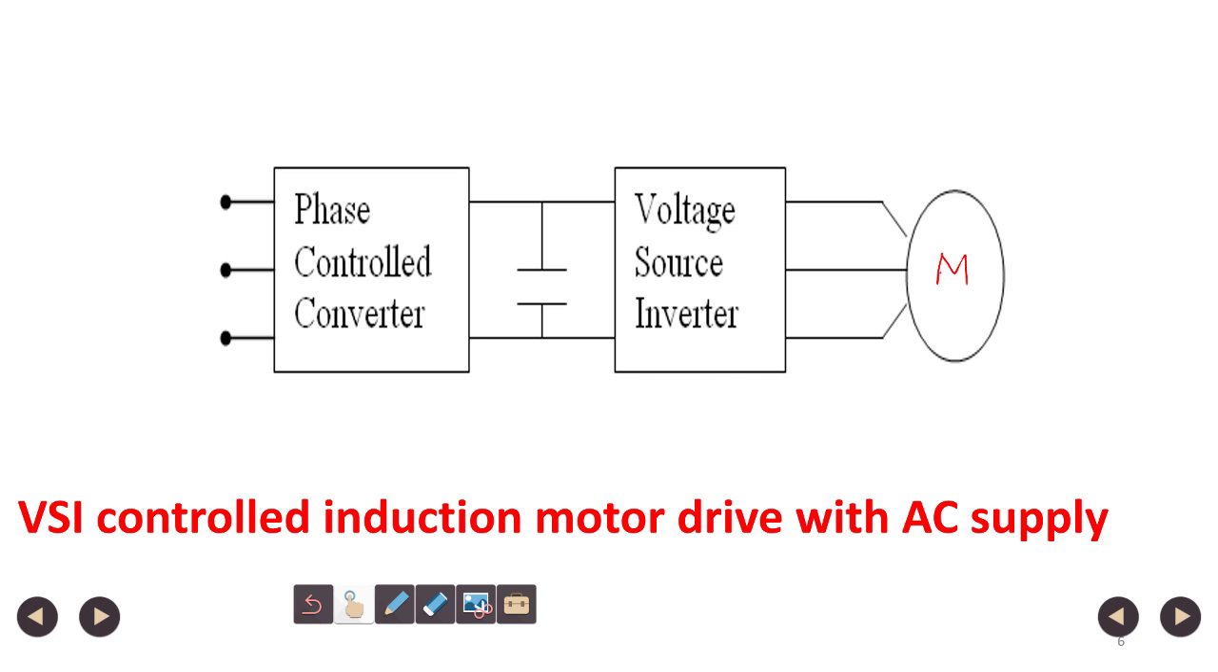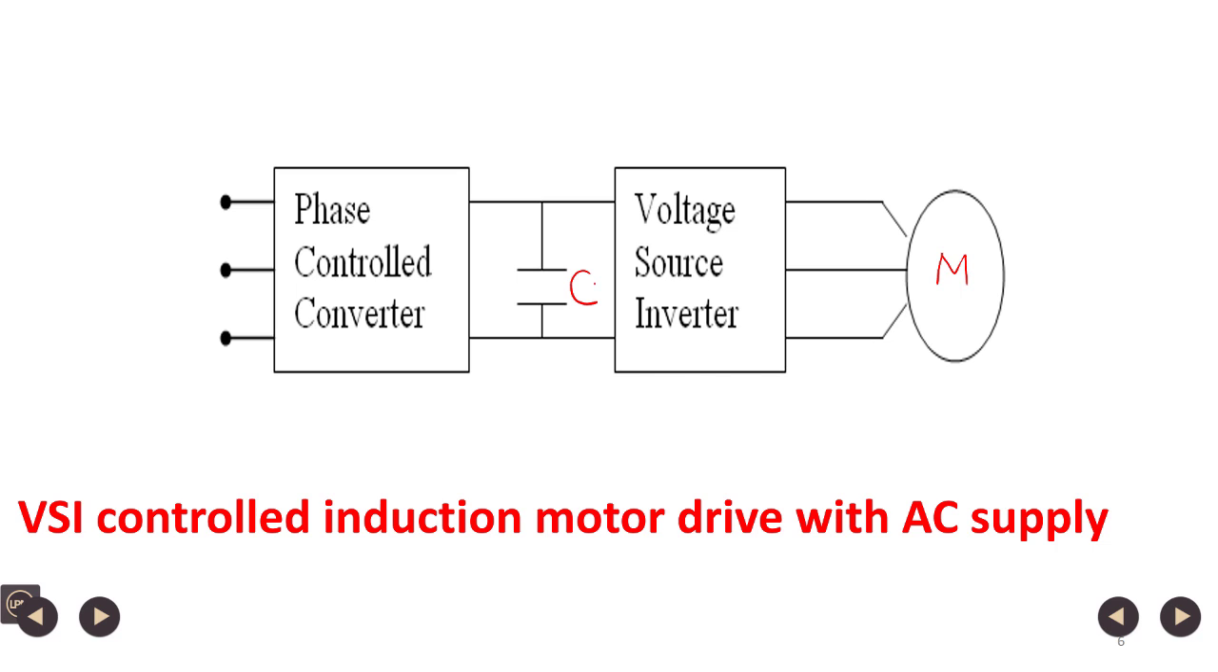Fed from the 3-phase voltage source inverter. So the voltage source inverter is provided a variable DC voltage through a phase control converter, because the available supply is AC. A phase control converter provides variable DC voltage to the voltage source inverter, and there is a filter capacitor C, a large electrolytic filter capacitor, which removes the ripples in the output voltage of the phase control converter.